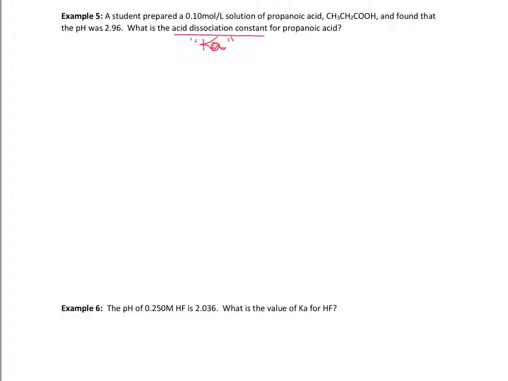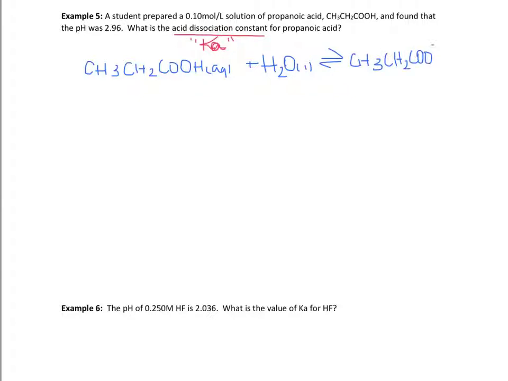So to begin, we have propanoic acid, CH3, CH2, COOH. This is not one of the 6 strong acids, so we need to react this with water. Use our equilibrium arrows to give us CH3, CH2, COO negative, and H3O positive.